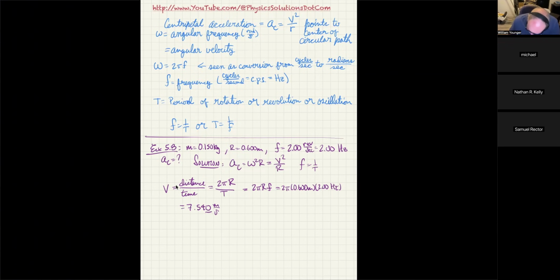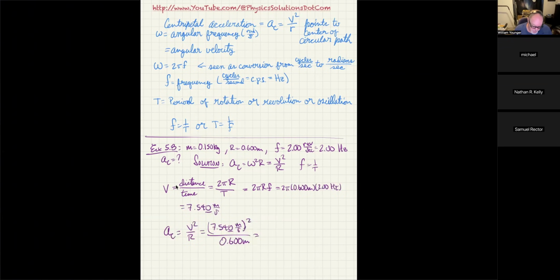Now, with that, I can say that the centripetal acceleration, a sub c, is v squared over r. So I'm going to take that 7.540 meters per second and square it. I'm trying to make sure I remember that, because the other night when I was doing this example, I wrote it and I said it, but I didn't square it. Then I'm going to divide it by 0.600 meters. When I square the 7.540 meters per second, that gives me meters squared per second squared, and dividing by a meter makes it just meters per second per second.